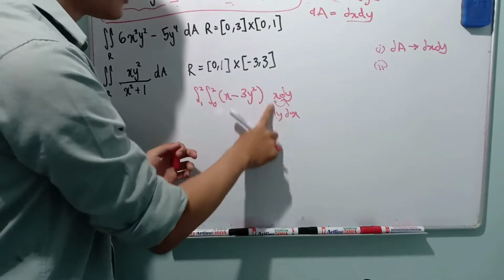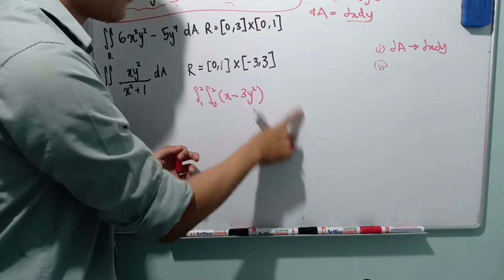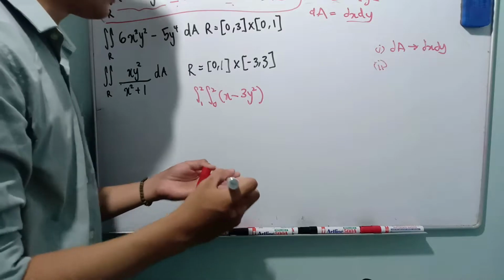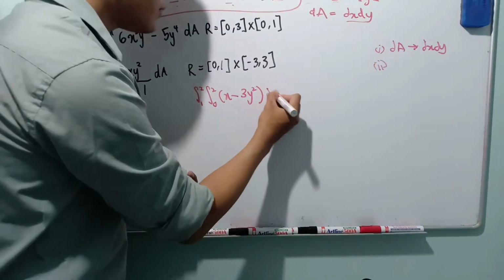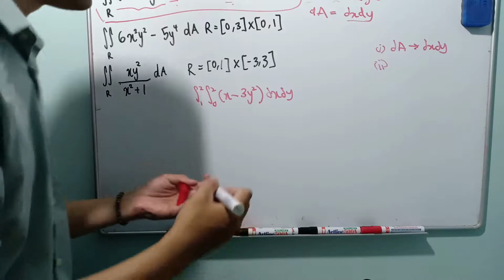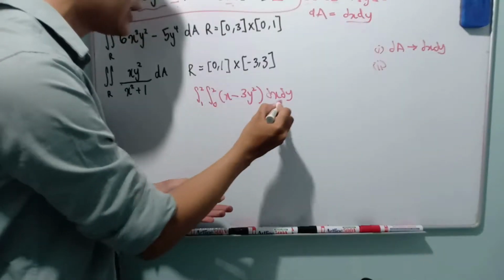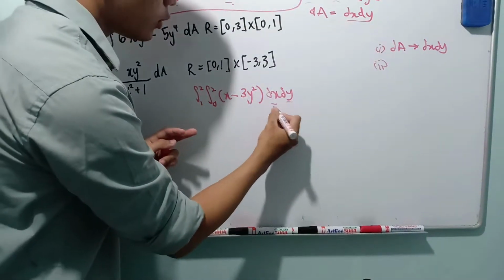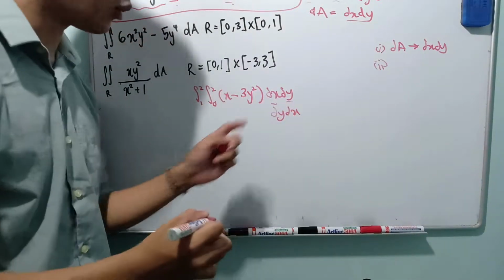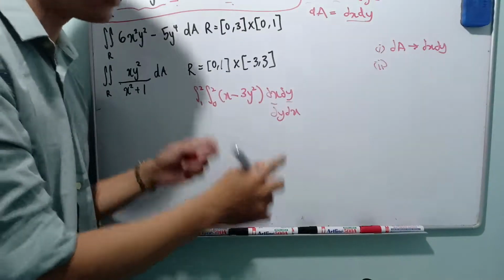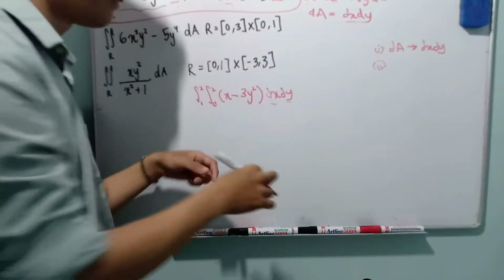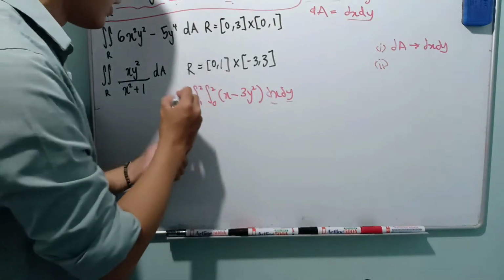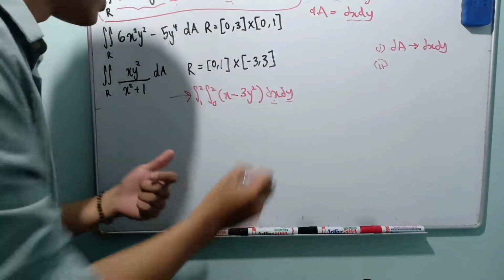For double integrals of type 1 or type 2, or maybe triple integrals of type 1 and type 2, we apply Fubini's theorem. What is Fubini's theorem? It states that we can interchange the order of integration, dy dx or dx dy, and you get the same answer. That's how Fubini's theorem works. For this question I'm going to use dx dy.